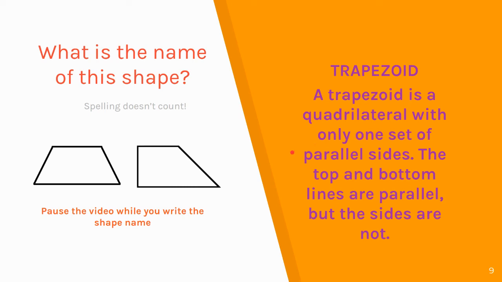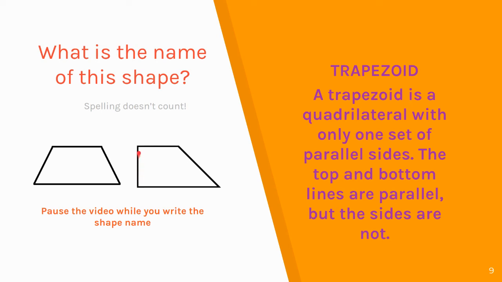Notice on these 2 shapes, the top and the bottom are parallel. See, top, bottom, they're both going horizontal and they'll never stop. Same over here, top, bottom, those opposite sides are parallel. That's one set of parallel sides, but the other 2 sides are not parallel.